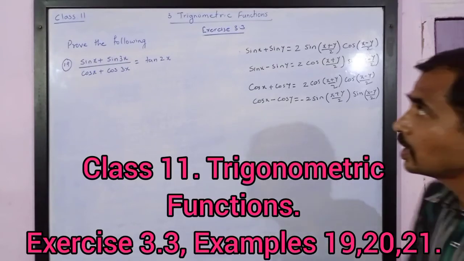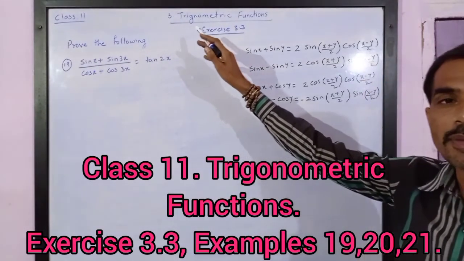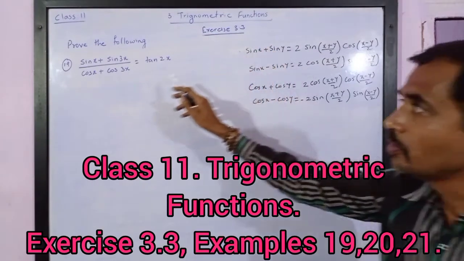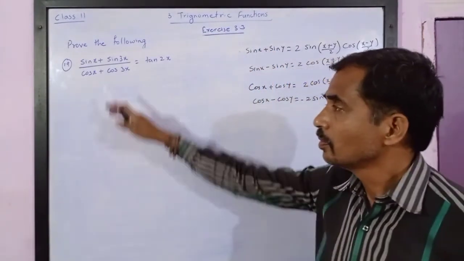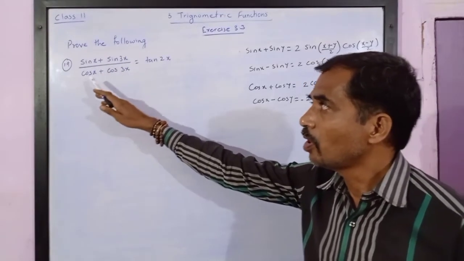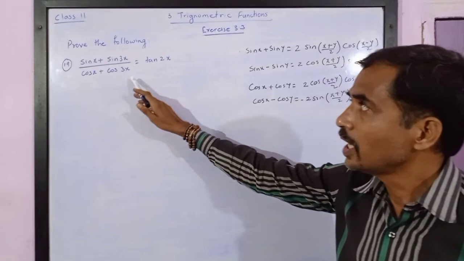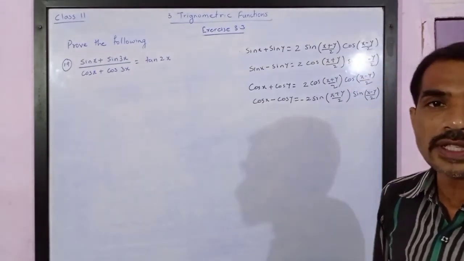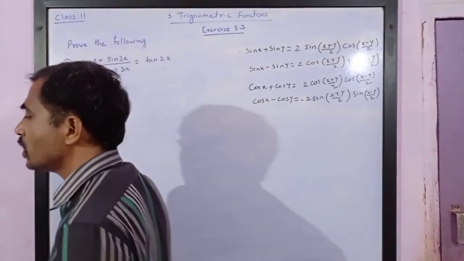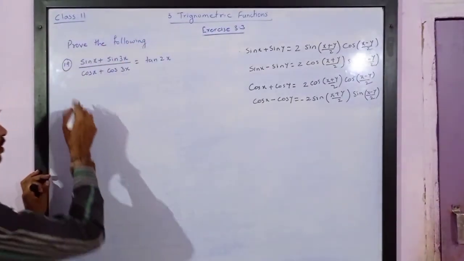Dear friends, in class 11 we are studying chapter number 3, trigonometric functions, and in exercise 3.3 we have the 19th question. Sin x plus sin of 3x upon cos x plus cos of 3x is equal to tan 2x. We need to prove this, whether LHS is equal to RHS or not. So consider LHS.